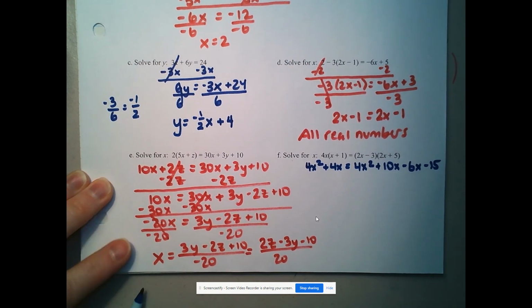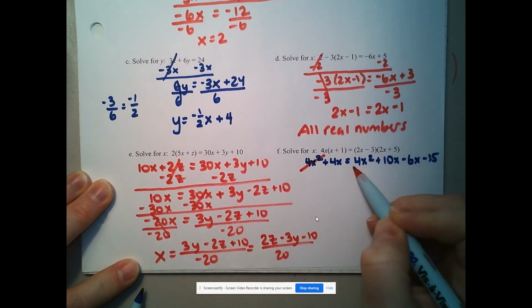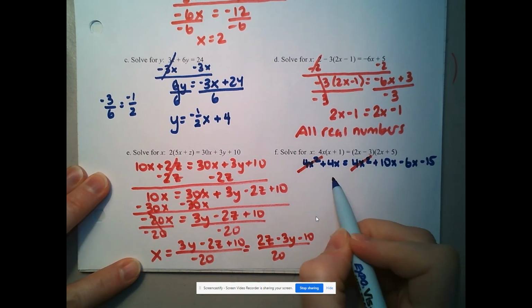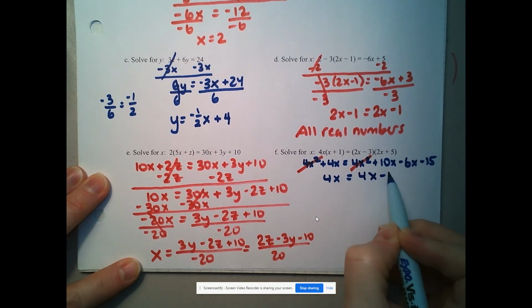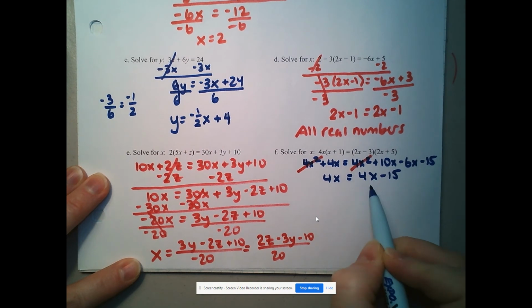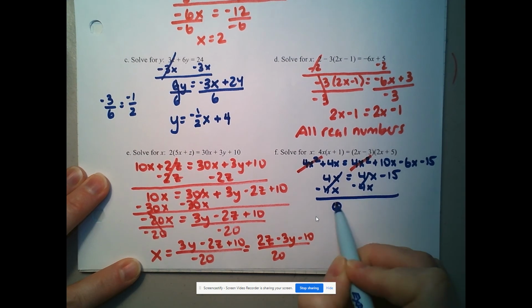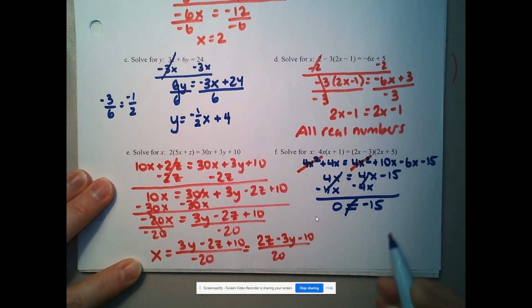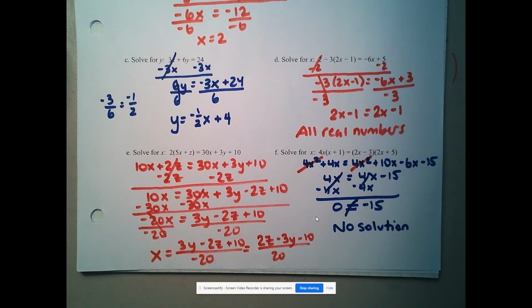You'll notice, like I had said before, you've got a 4x squared and a 4x squared. If I subtracted 4x squared from both the left and the right, they would cancel. And if I'm solving for x, I might want to simplify. 4x equals 10x, take away 6x would be 4x minus 15. This is starting to look a little funky. Minus 4x on the right, minus 4x on the left. And you're going to get 0 equals negative 15, which is not a true statement. So this particular equation has no solution. And that's only going to happen when you get down to two constants that are not equal to each other.